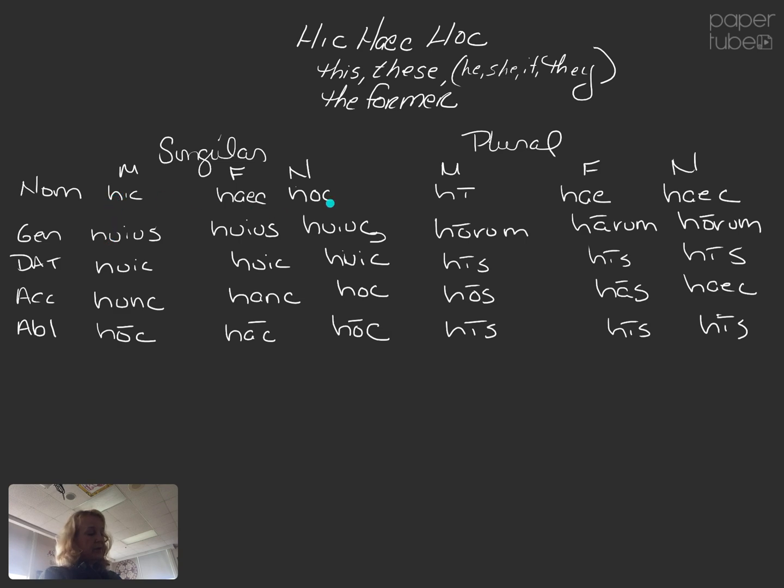In the genitive, huius, huius, huius, dative, huic, huic, huic. And then we kind of have that from our first and second declension. We have long O's for the ablative, long A for ablative feminine. In our plural, we see the hi and the hae. We keep the haec sound for neuter, but we still have neuter nominative and accusative are the same. Orum, arum, orum, is, os, as, is. The plural is almost identical to first and second declension.